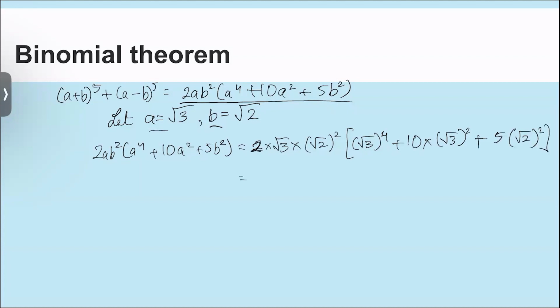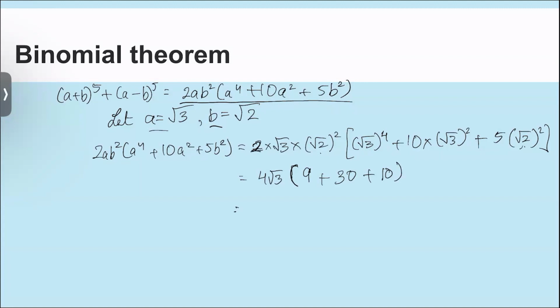Now root 2 squared is actually 2 itself, because root 2 into root 2 is equal to 2. So 2 into 2 is 4, so this is 4 root 3. And now in the brackets, you have root 3 raised to 4. Root 3 into root 3 is 3, so 3 into 3 gives 9. Then you have 10 into 3, because root 3 squared is 3, so this is 30. And the last one is root 2 squared, which is 2, so 5 into 2 is 10.